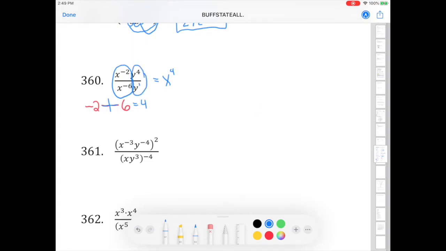Now I move on to the y's. Y to the 4th divided by y to the 1st. When I subtract my exponents, that gets me y to the 3rd. And that's it. I can't multiply those together because they're not common variables. There's no other rules that apply.